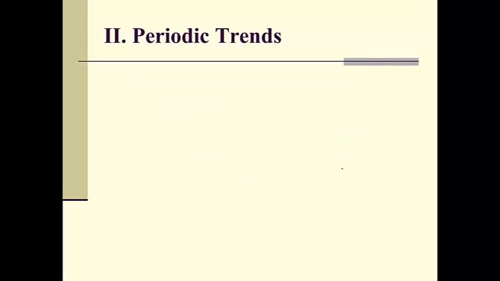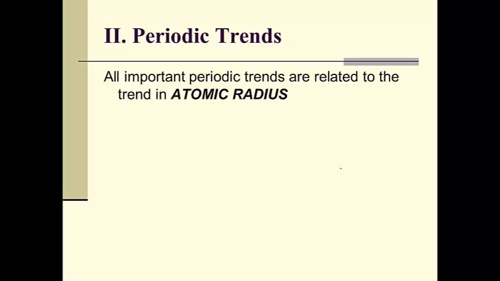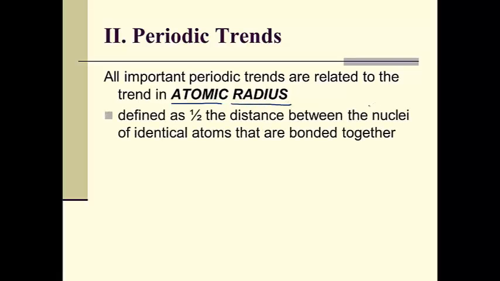So, the trends that you guys are responsible for knowing, all the important ones are related to the trend in the atomic radius. Now, how do you figure out the atomic radius? Well, kind of hard if you think about it, because remember, we have a nucleus here, and outside of it we have our electrons. Now, little problem. Do we know exactly where those electrons are located? Remember, these are in orbitals. Orbitals are just spaces or regions.